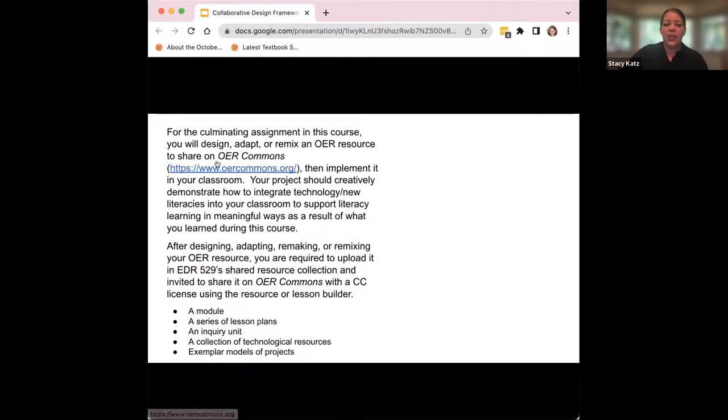So then Jennifer changed her assignment, and you can see over here that this was the assignment she then assigned. Instead of "create your own lesson plan that you're going to share in your course," we want you to actually adapt or remix an OER resource, or create. So it gave students more options because Jennifer knew from her own practice as a teacher that oftentimes she wasn't coming with a lesson plan from scratch.